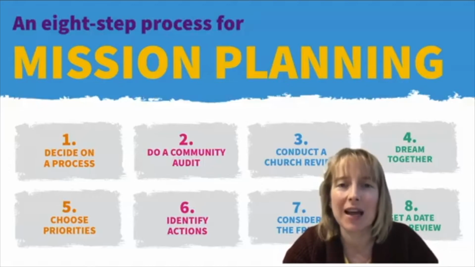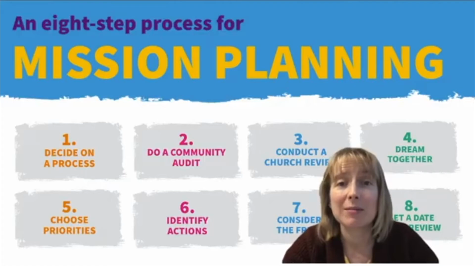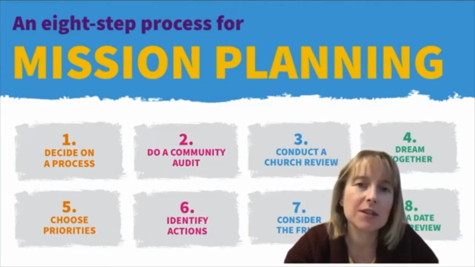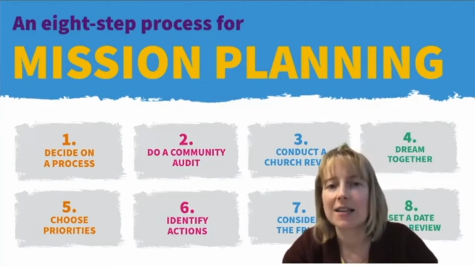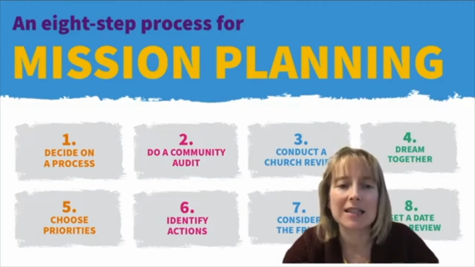Here is a summary of the 8 steps. 1, decide on a process. 2, do a community audit. 3, conduct a church review. 4, dream together. 5, choose priorities. 6, identify actions. 7, consider the fruit. And 8, set a date for a review. Let's consider them now in a little more detail.